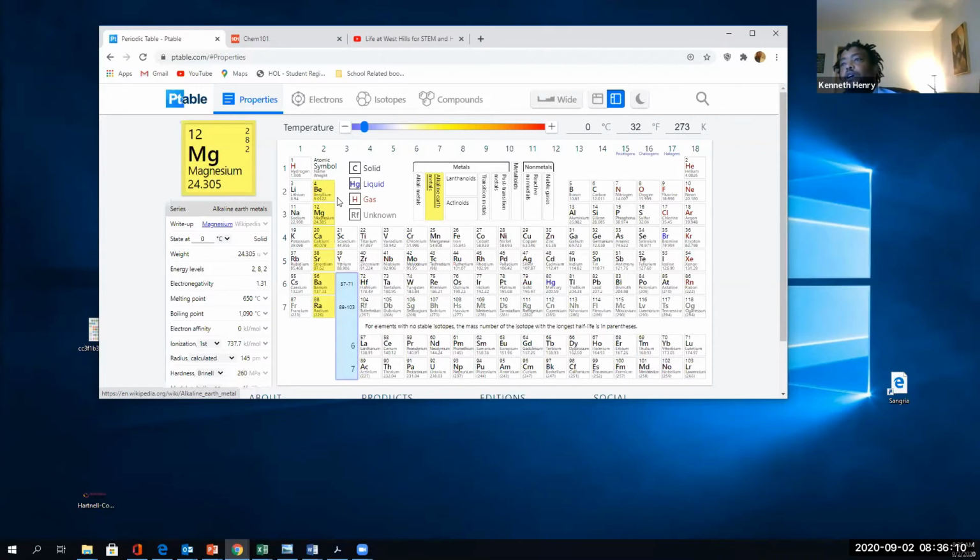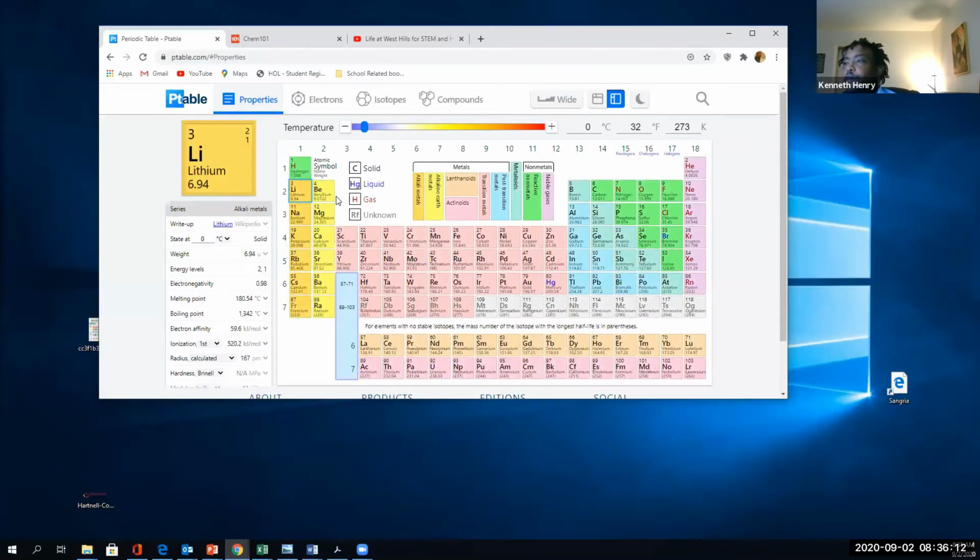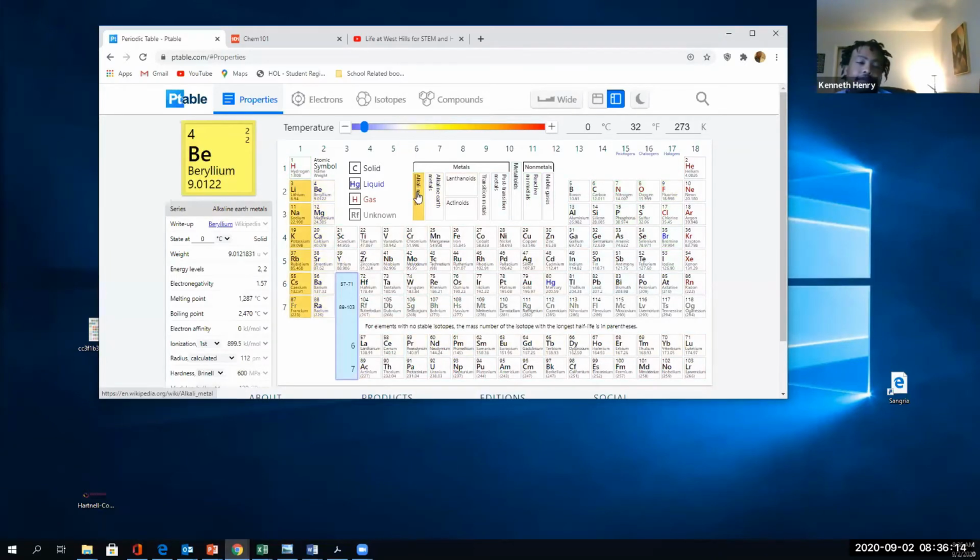Okay. So why do you think these guys are always going to be +1? Because they're on the first column? They have 1 electron. So they only have 1 electron to get rid of, right?